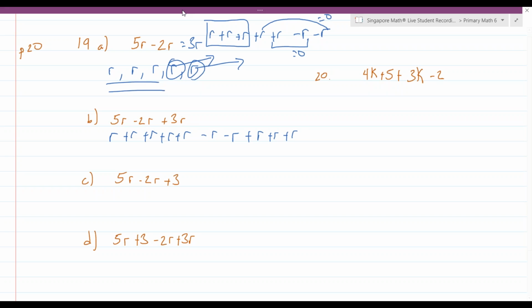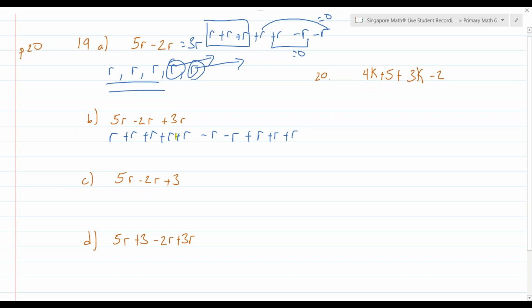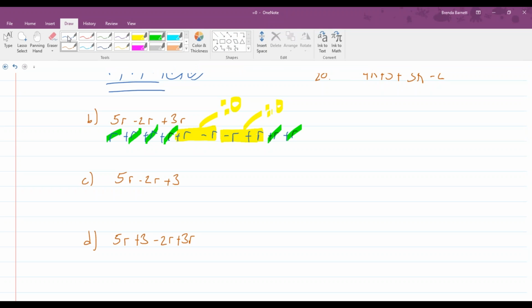Again, we have things that come together to make 0. R minus R is 0. It doesn't matter if it's 5 minus 5 or 5,000 minus 5,000. And I can put this R and negative R minus R together as well. So those both equal 0. What do I have left? I have 1, 2, 3, 4, 5, 6 R left.